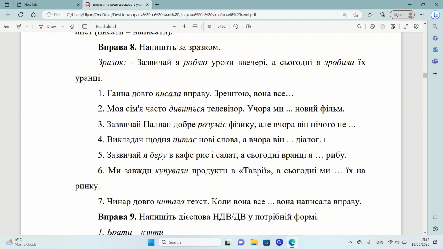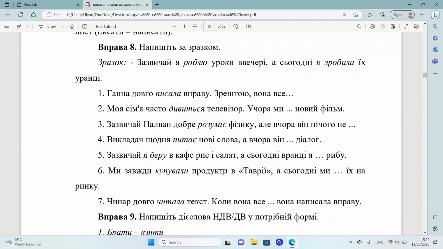Зазвичай я беру в кафе рис і салат, а сьогодні вранці я рибу. Again comparison. So we have, usually I take rice and salad at the coffee shop, but today in the morning I had a fish. So а сьогодні вранці I, and this one брати, and the perfective is a completely irregular verb, взяти. So in the past, взяла рибу, або взяв, if you are masculine.